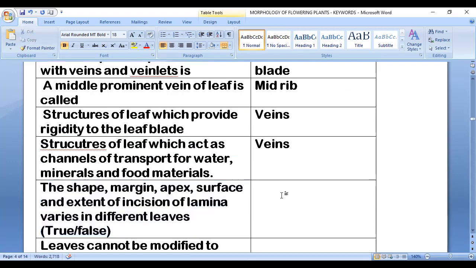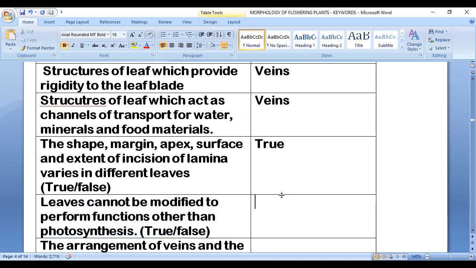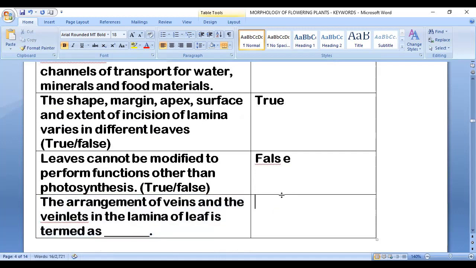The shape, margin, apex, surface, and extent of incision of lamina vary in different leaves. True or false: leaves cannot be modified to perform functions other than photosynthesis. False. The arrangement of veins and veinlets in the lamina of a leaf is termed venation.